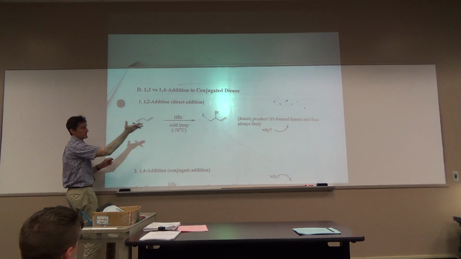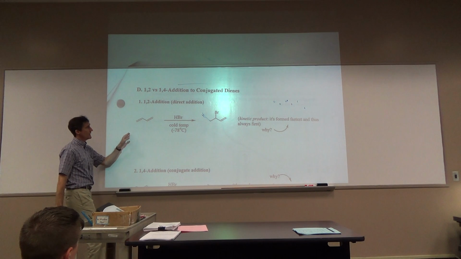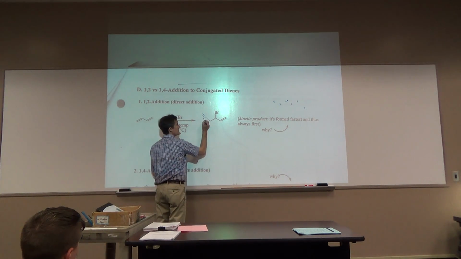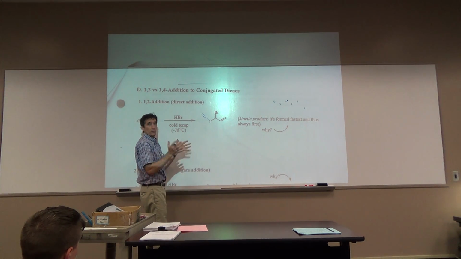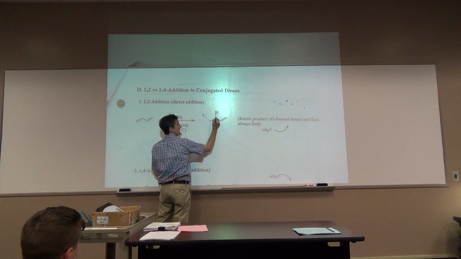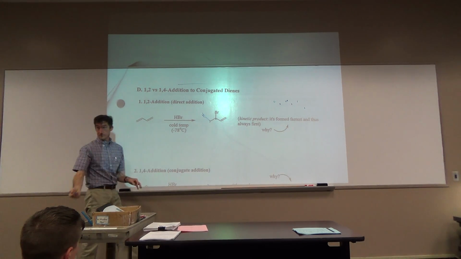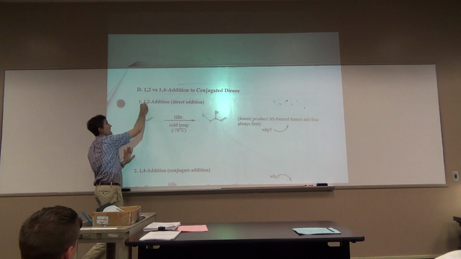Please do this mechanism. It's very basic, hopefully, by now. And so if the H is here on the one carbon, that's not nomenclature, that's just where the H is. Call that the one carbon. Where's the bromine at? The two. So that's why it's called a 1,2 addition.